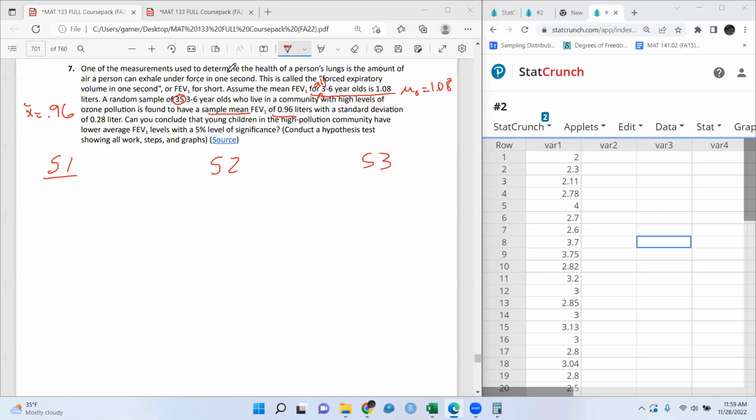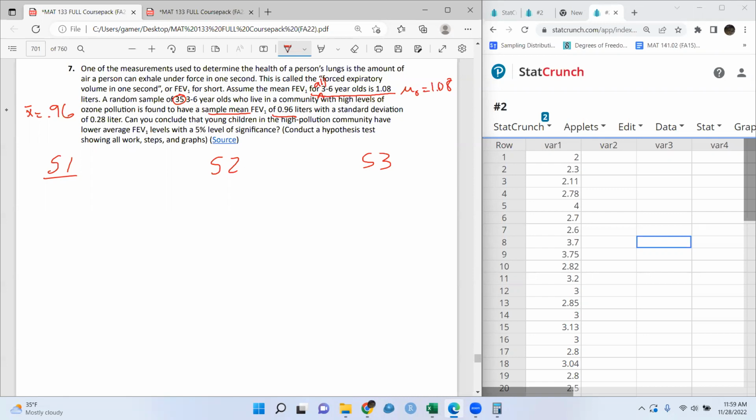So X bar equals P hat. Because I had P hat at 0.96 and you just put X bar at 0.96. That's my struggle. P hat goes with proportions, and it's a sample proportion. And these are not proportions, these are means. So there are no P's in question 7.